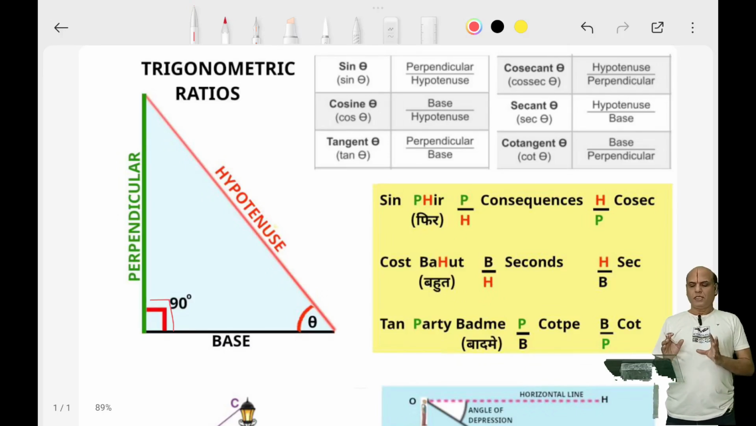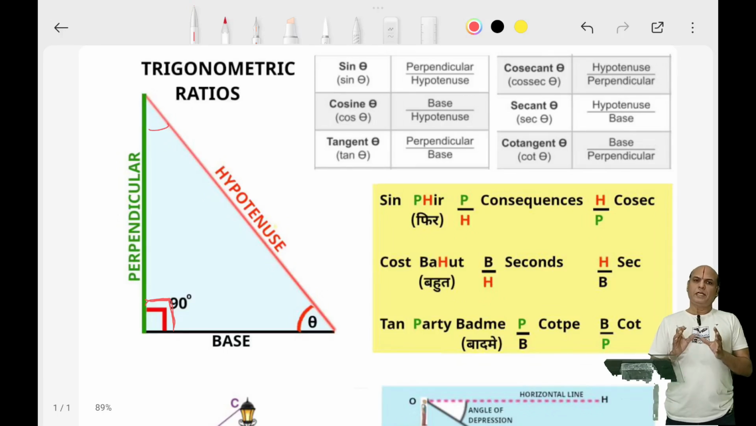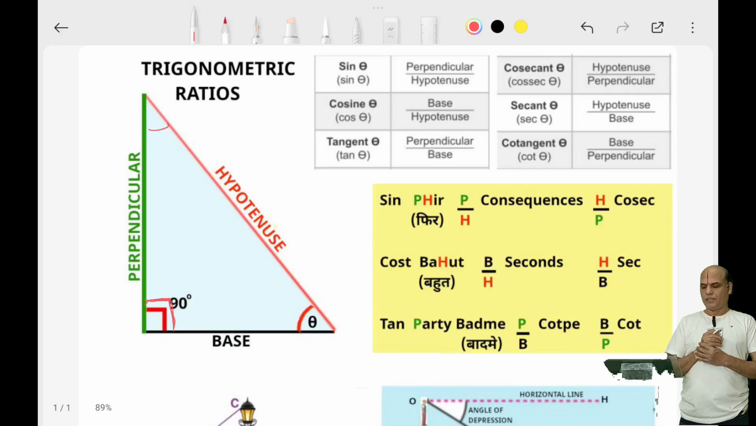Okay, so consider such a triangle where one angle is 90 degrees as shown in the figure, and the other two angles are acute angles, that is less than 90. Obviously, because the sum of all the three angles in a triangle is 180, and this is already 90, these two angles together will be 90. So they will be acute angles. So trigonometric ratios are applicable only to the triangles where one of the angles is perpendicular or 90 degrees.